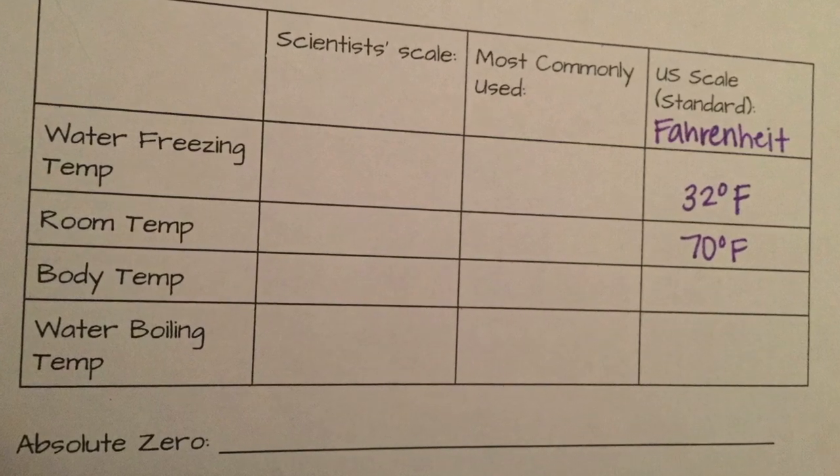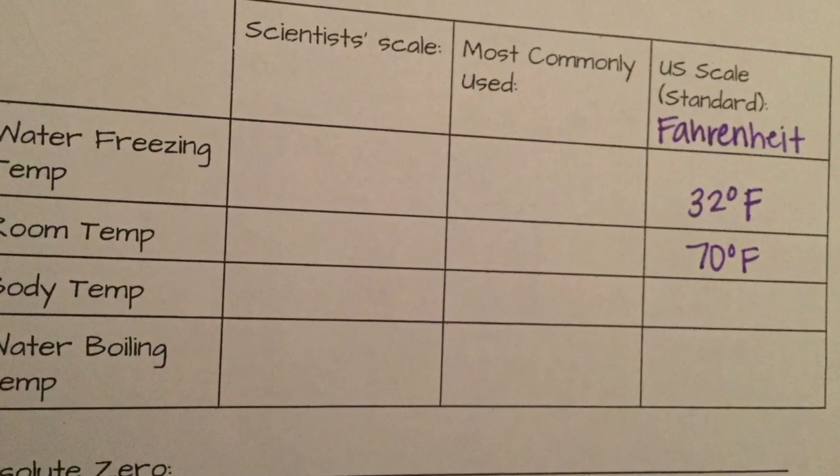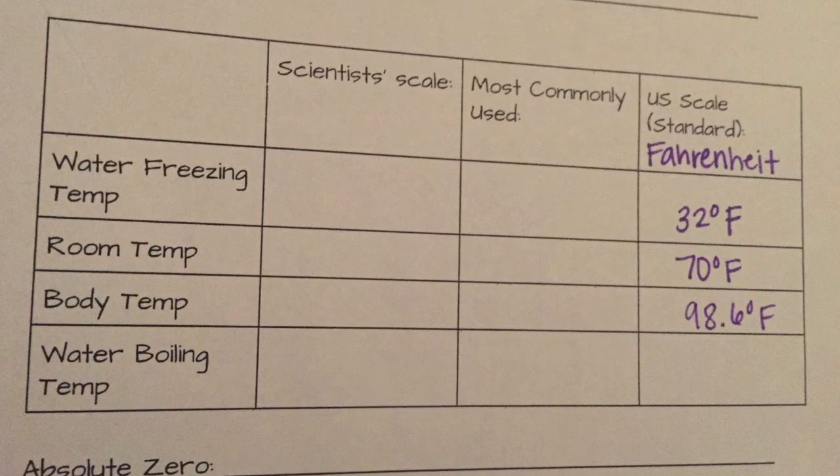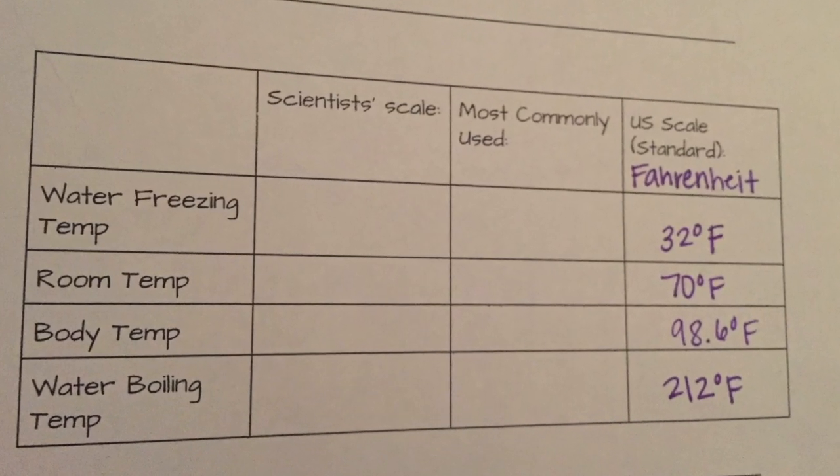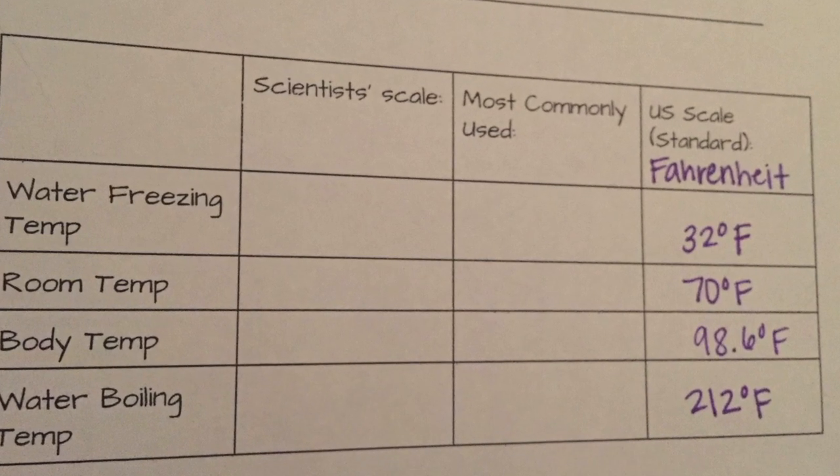Room temperature in Fahrenheit is about 70 degrees. Your body temperature should be 98.6 degrees Fahrenheit. And boiling water is 212 degrees Fahrenheit.